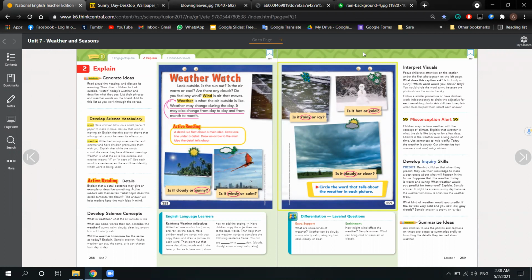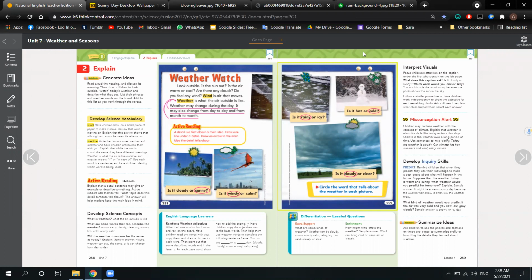And if you remember, guys, when we did the weather wheel together, you learned about sunny weather, windy weather, rainy weather, and snowy and cloudy and so on, right? So let us review them together.